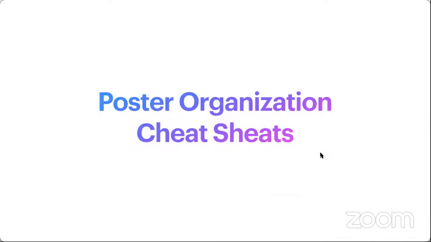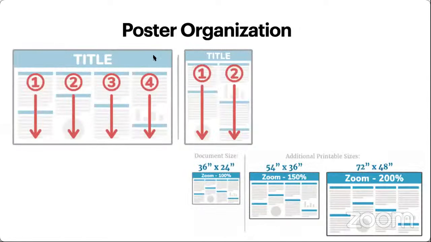And let's talk about some cheat sheets, or some tips, about how to go about organizing the poster. As I mentioned, four is the maximum horizontal organization that you can take in a poster, and not more than two in the vertical format. And you can have different document sizes like 36, 54 and 72.